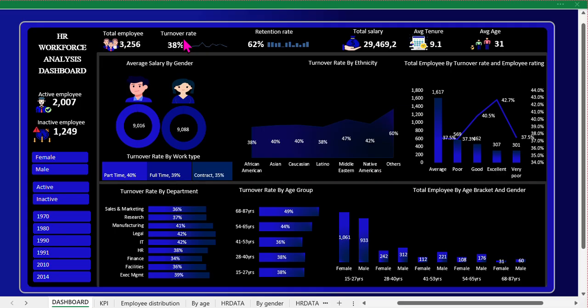Okay, now we have formulas that we can use to calculate this attrition. Now, the formula to calculate attrition is the number of employees who left, that's the inactive employees, divided by the total employees. Okay, that is how we can calculate turnover rate or attrition rate.